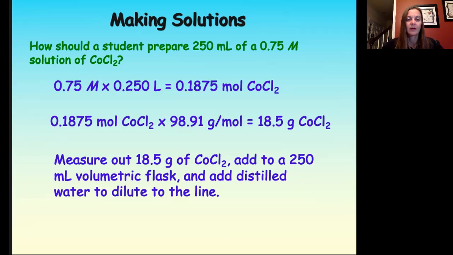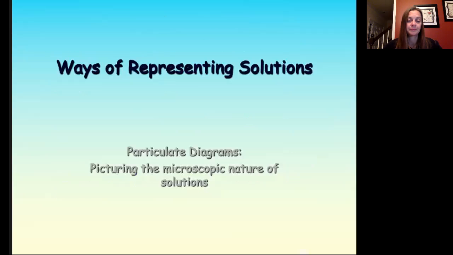Okay, so now we know how to calculate molarity. We know how to use molarity in order to determine how to make the solutions, how to combine solutions. Let's talk about how we represent solutions. So let's talk about particulate diagrams. These are a particular favorite of College Board. They are our way of picturing the microscopic.